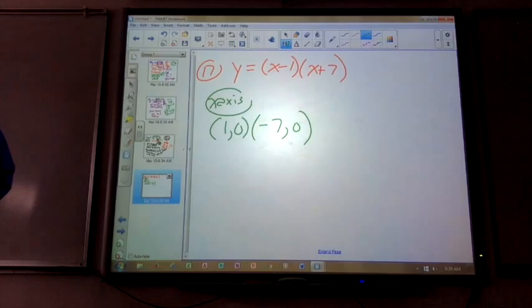All right. Hey, does anyone know where this is going to cross the y-axis? How would I get there?